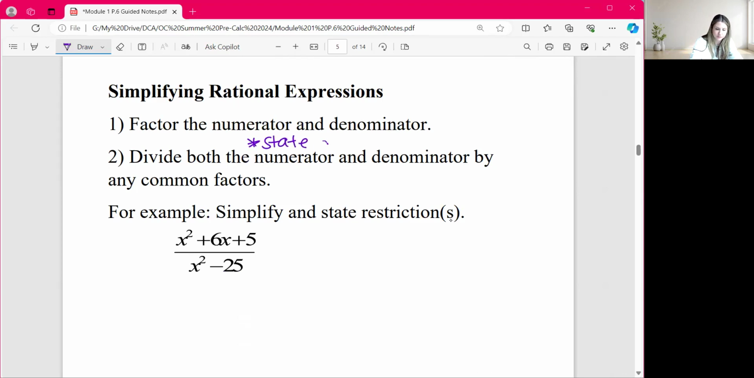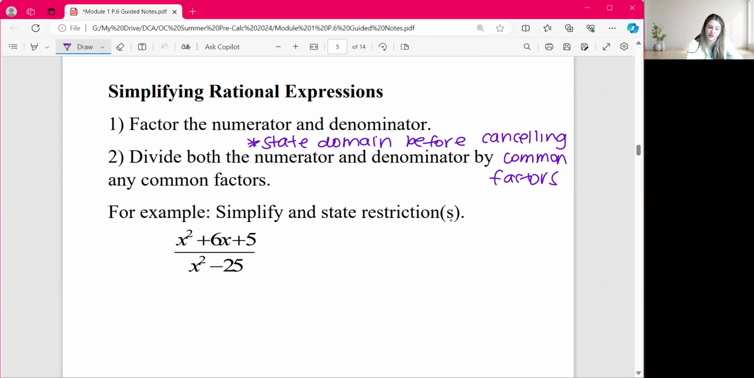State domain before canceling common factors, because they still impact the original expression. So let's do some factoring here.